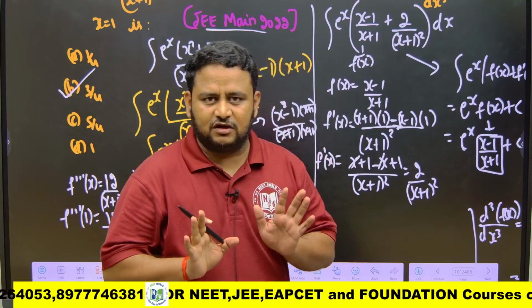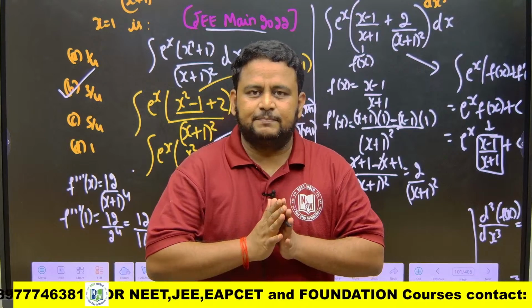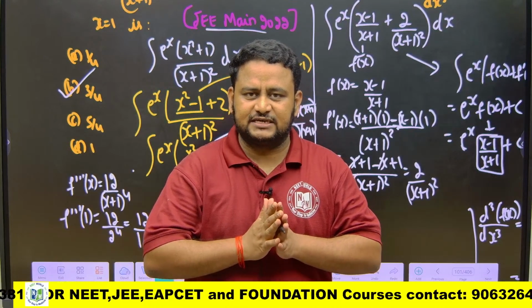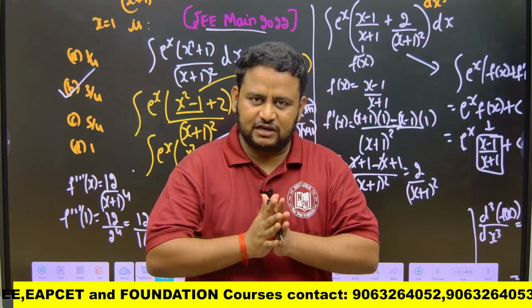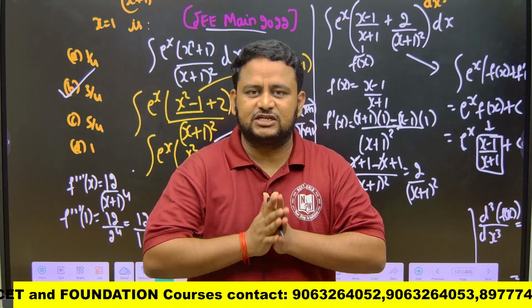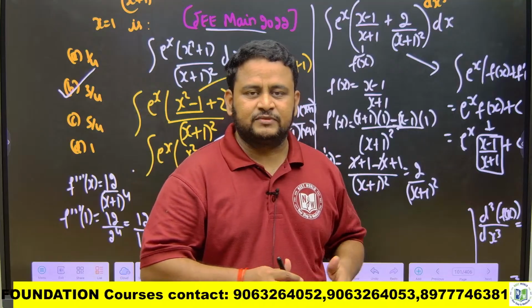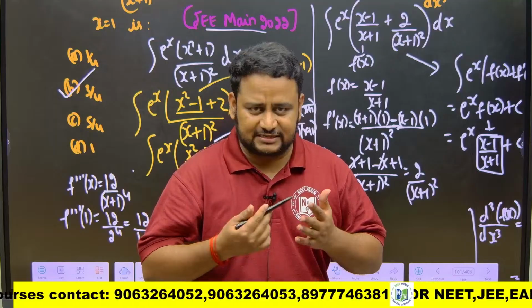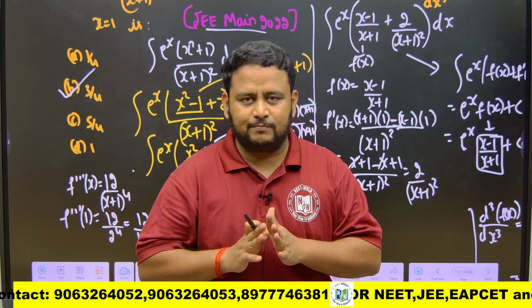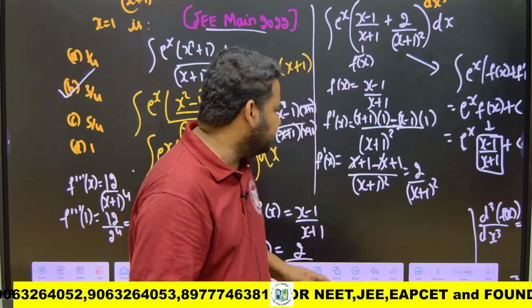So first we used the property: integral of e power x (f of x plus f dash of x) dx. Then we got the answer as e power x f of x plus c. We got the value of f of x. Then we differentiated it 3 times and got some function. Then we had to find the value of d cube of f of x by dx cube at x is equal to 1. That is the important point. There we put x is equal to 1, and we got the value as 3 by 4.